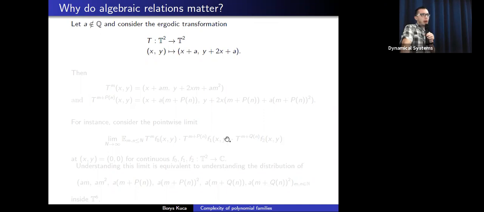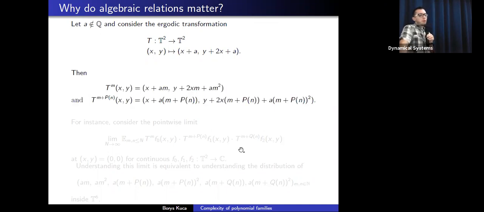Let's see first what happens if we take the mth iterate of this map. So if we take the mth iterate, then you can see that the first coordinate is linear in m, a linear polynomial in m, while the second coordinate is a quadratic polynomial in m. Okay. If I replace m in the exponent by m plus p(n) for some polynomial p, then once again, in the first coordinate, I'm getting a linear polynomial in m plus p(n), whereas in the second coordinate, I'm getting a quadratic polynomial in m plus p(n).